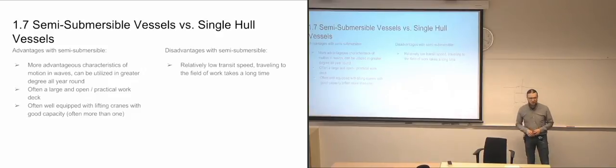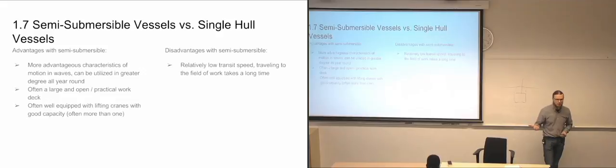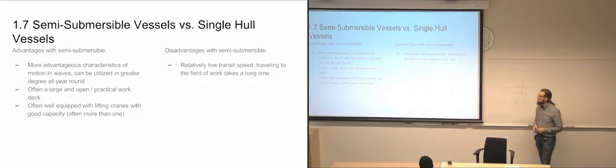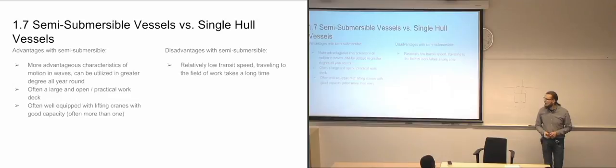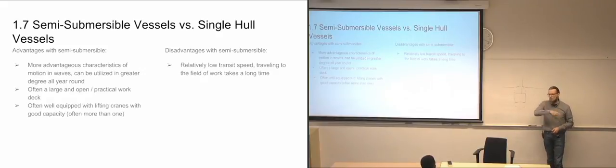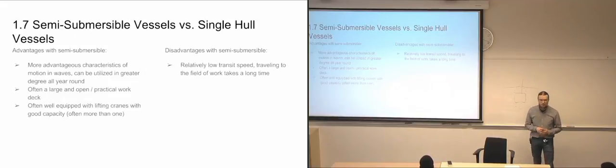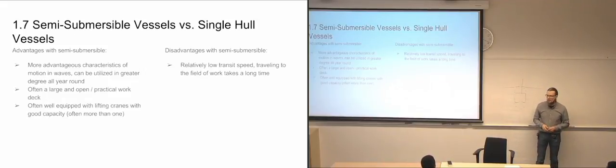So if you have one semi-submersible that is working maybe on the Goliath platform in the area up in the Barents Sea, so way up north to the north of Norway, and then you wanted to come down here right outside of Haugesund and do some work, then it's going to take quite a lot of time to travel all the way along the coast of Norway in order to get down there, while a single hull vessel would have done the trip in a considerably shorter amount of time.